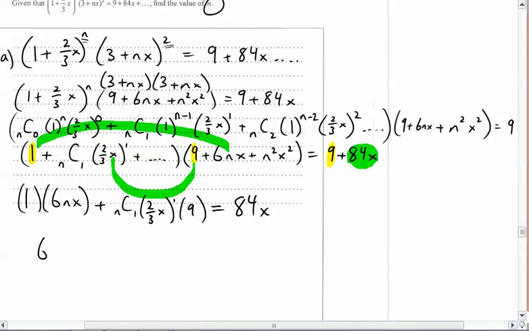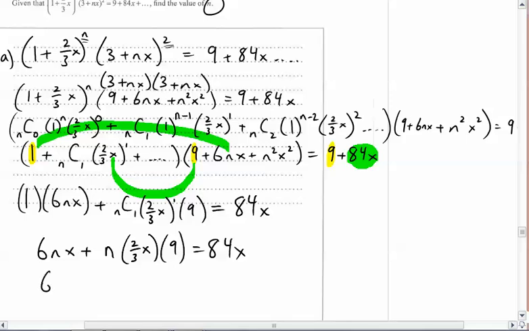So the first part is 6nx. n choose 1. Any number choose 1 is just n. There's n ways to choose one thing out of a group. 2/3 x, 9 equals 84x. And suddenly this looks solvable.